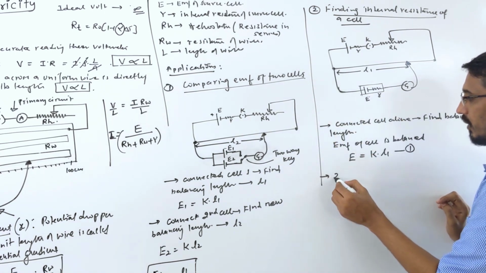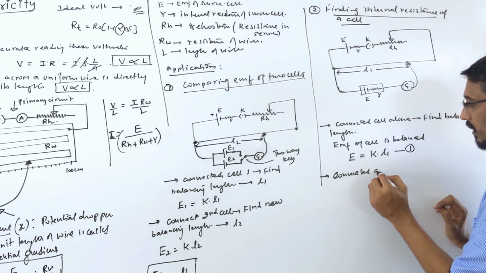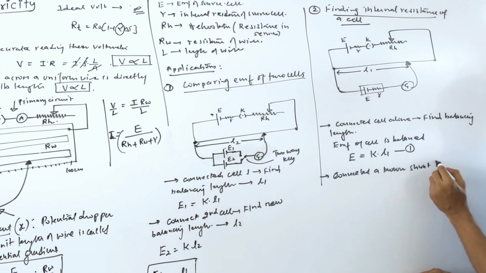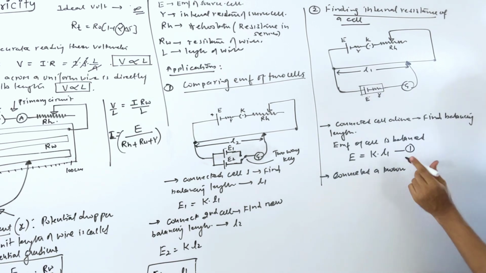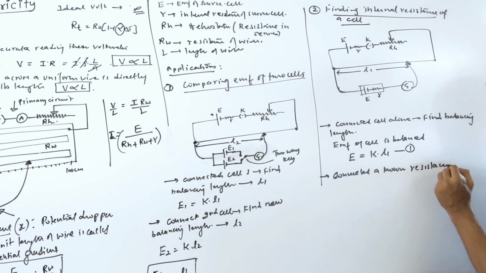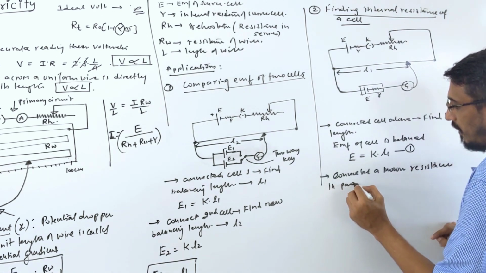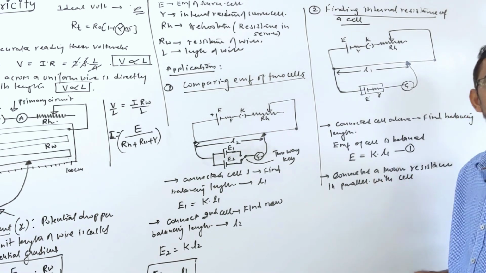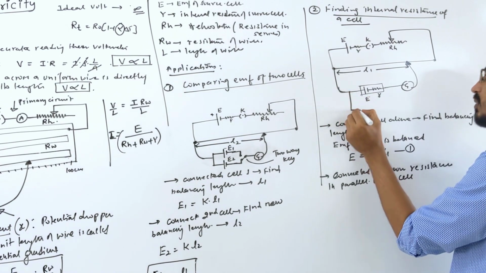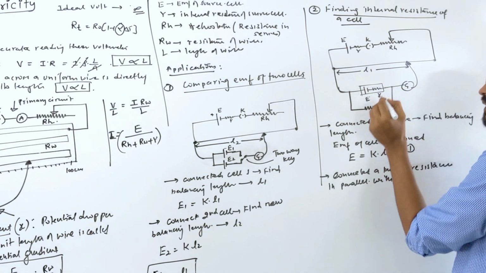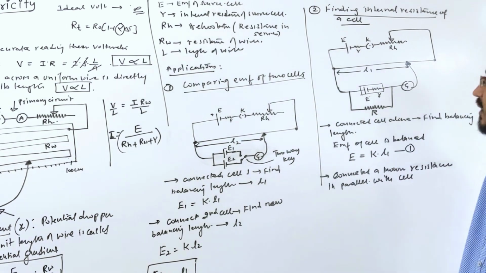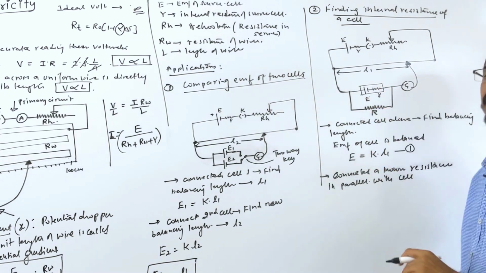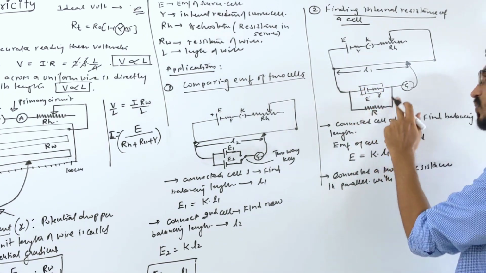Step 2 is what? Connect a known resistance in parallel with the cell. You connect a resistance R which is known to you in parallel with this cell. Now this is a closed loop, and current started flowing here. Initially no current was flowing because only the cell was there, no resistance. Now you have connected a resistance, there is a closed loop, current will start flowing.